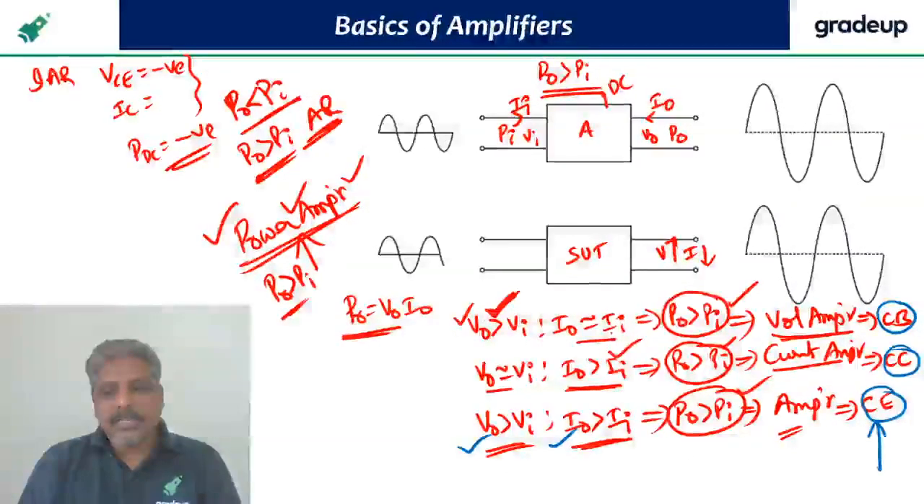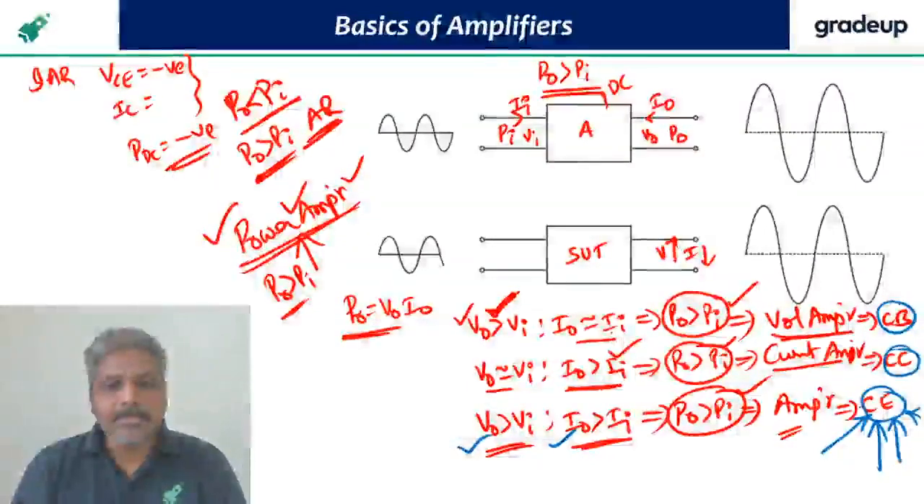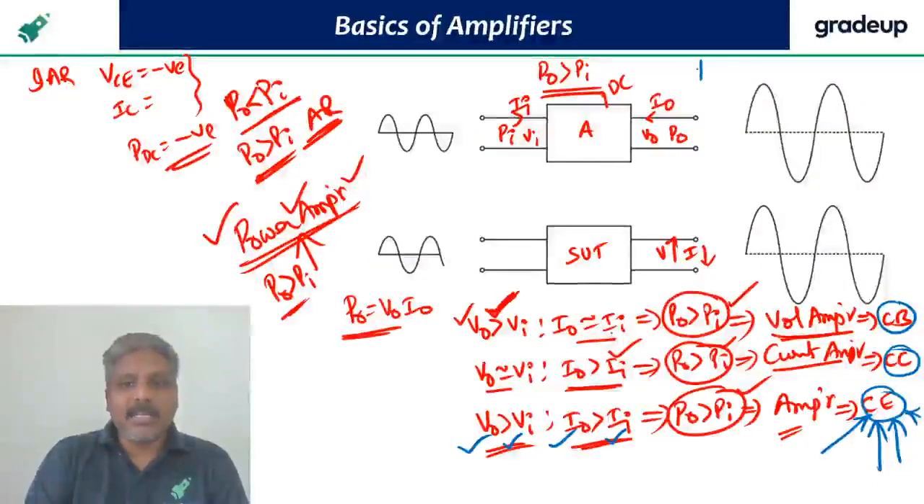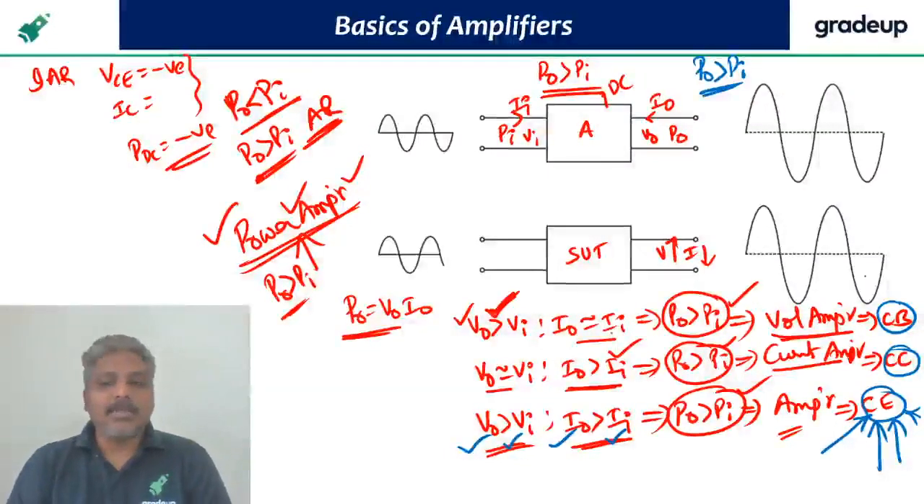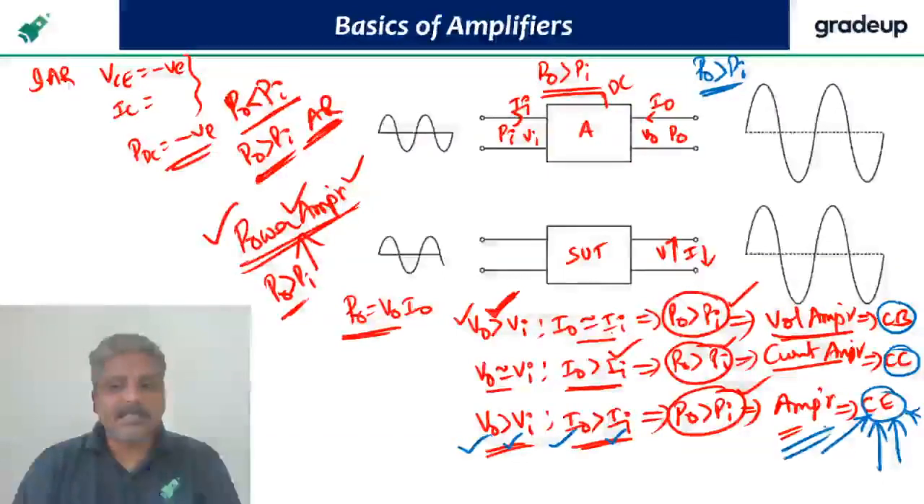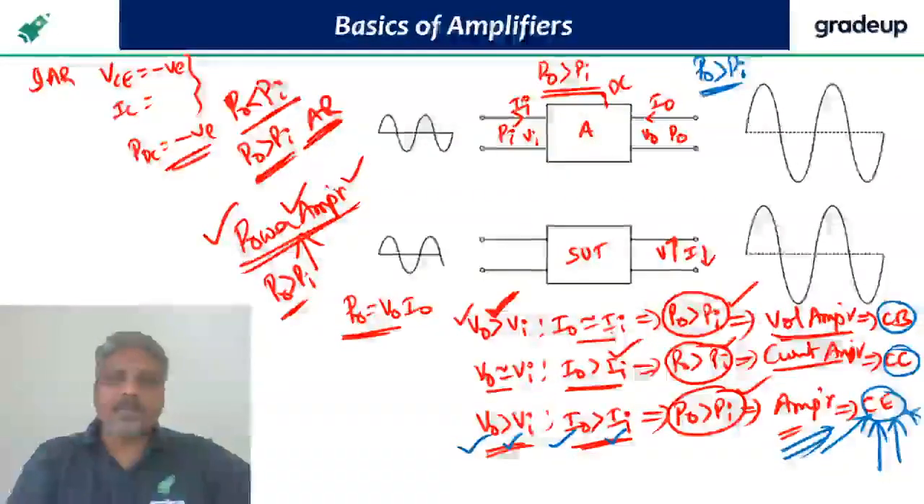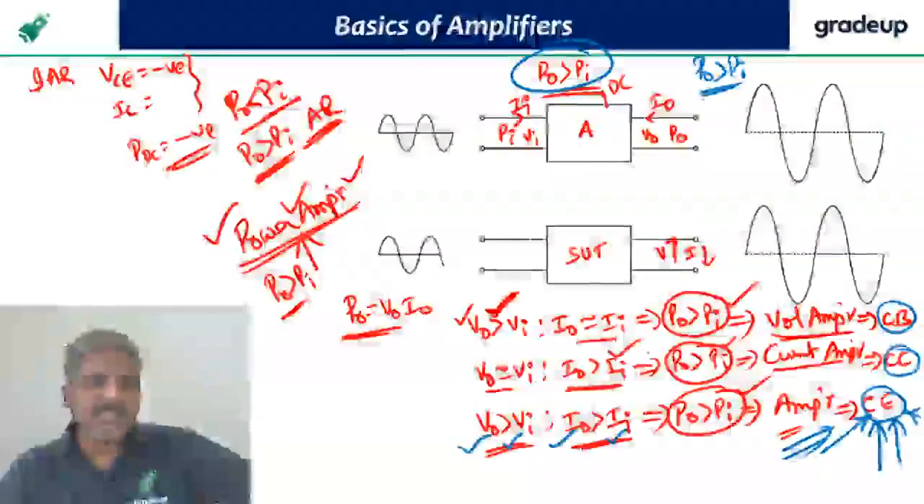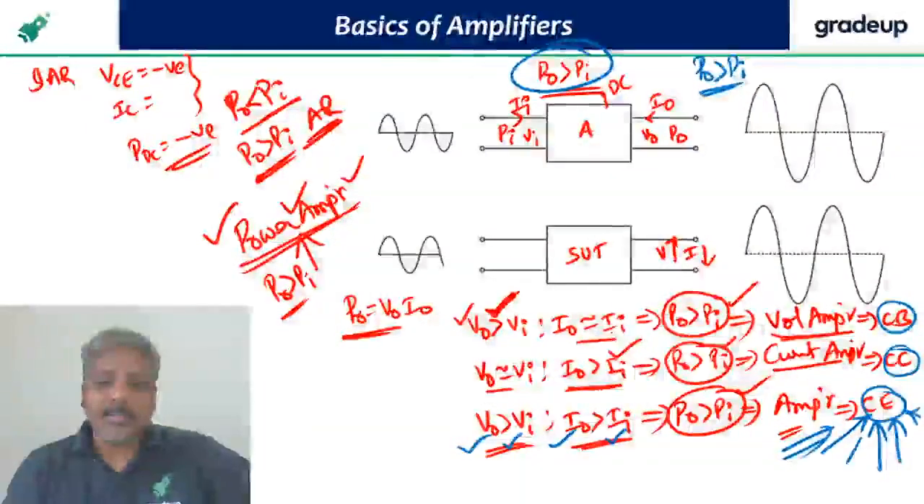This is one of the reasons why CE is more popularly used. Why? Because it is amplified in terms of voltage as well as current, both. That means power enhancement is highest compared to any other amplifier. After all, an amplifier is meant to enhance the power, so that happens highest in the CE amplifier. That's why the CE amplifier is more used.